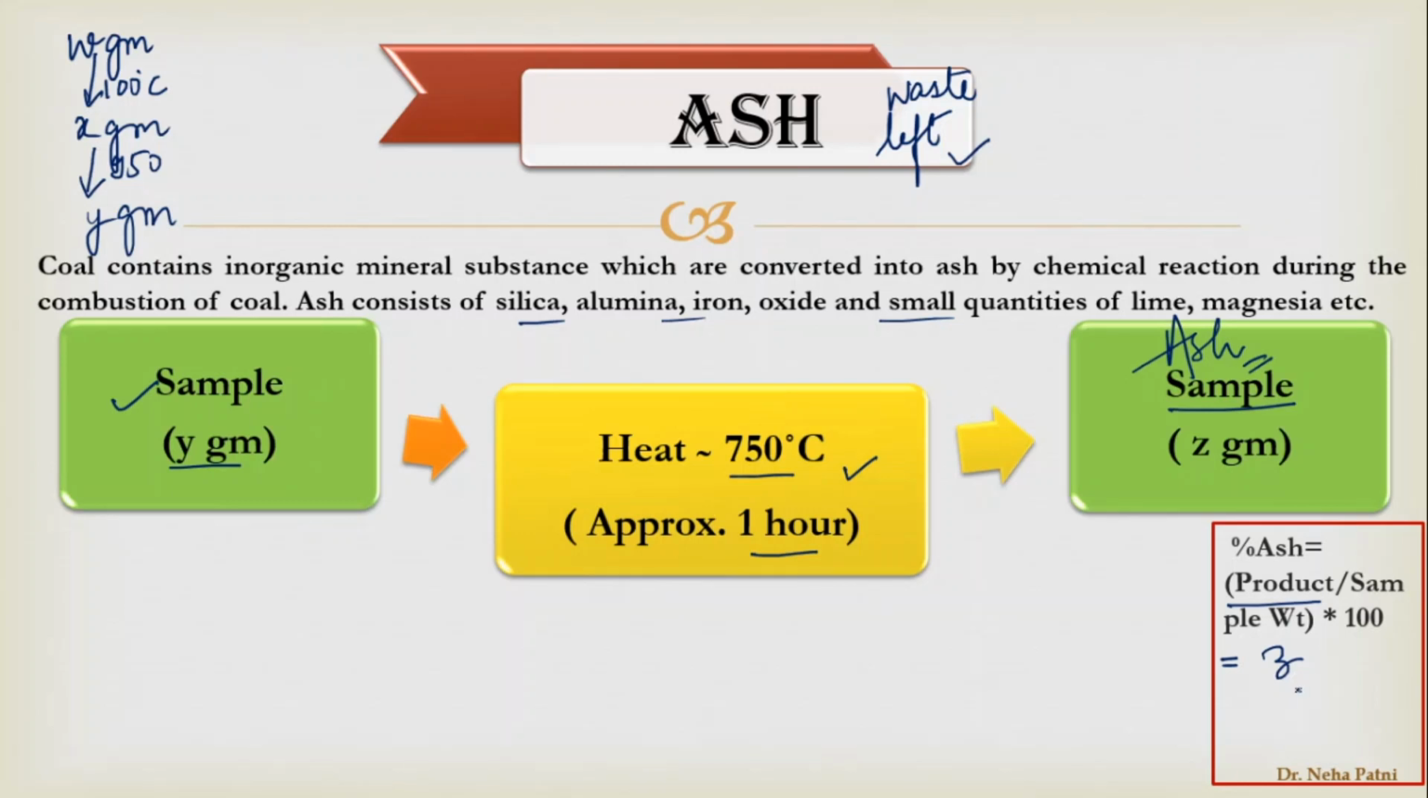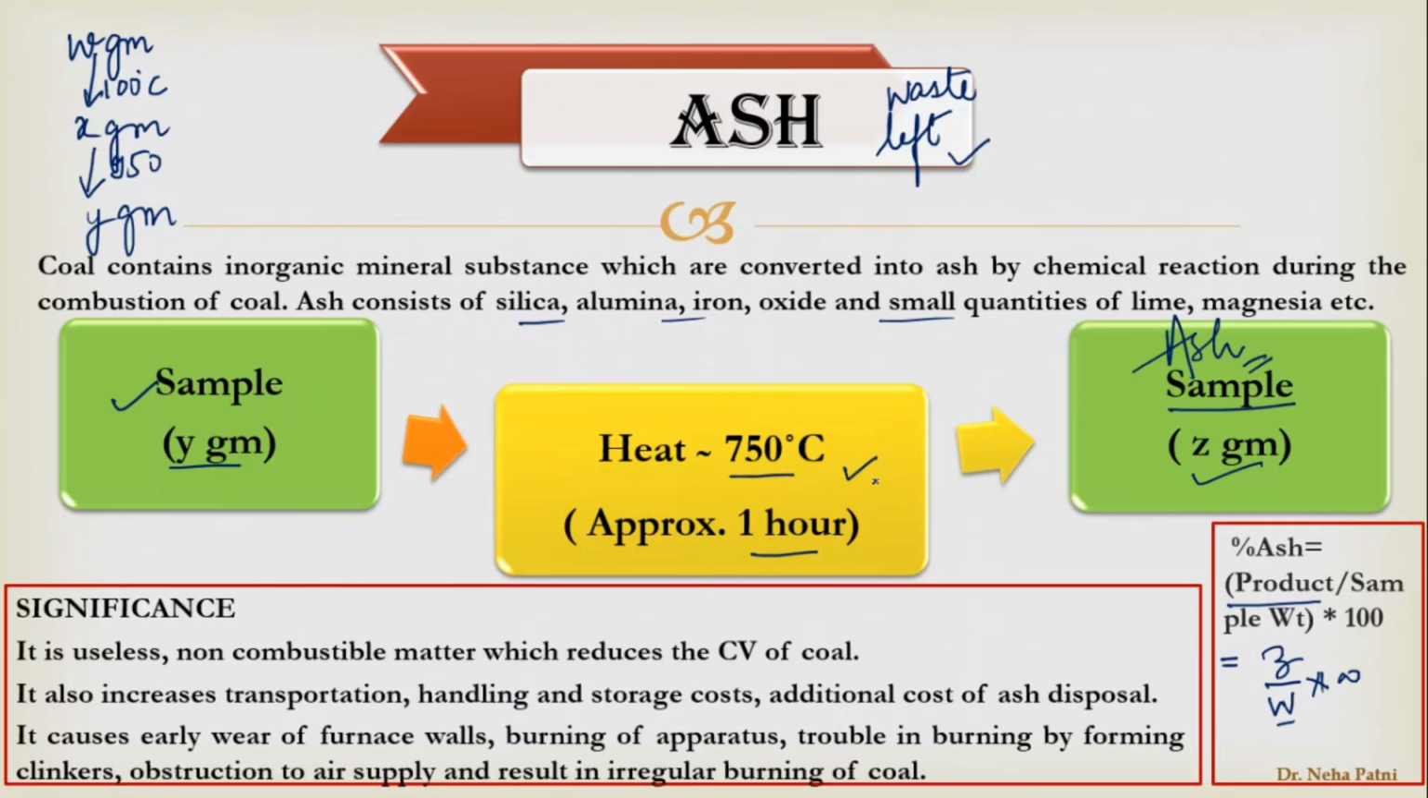And then you have to write divide by what? What are you going to write? What do you think? Sample weight, and the sample weight remains same. So you have to write W, not Y. So whatever is left is this sample, and the sample weight was the same, and multiply by 100.